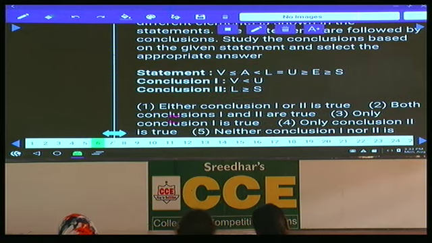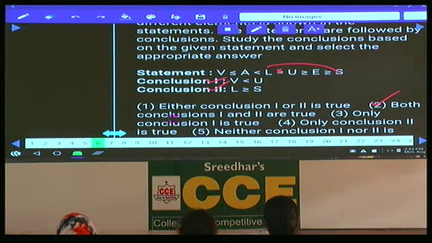Then the sixth one, the relation between V and U. V lesser than U is true, and at the same time, L greater than or equals to S. Now this is also true. And so both the conclusions follow, both 1 and 2, that is choice 2. Now question number 6, choice 2.